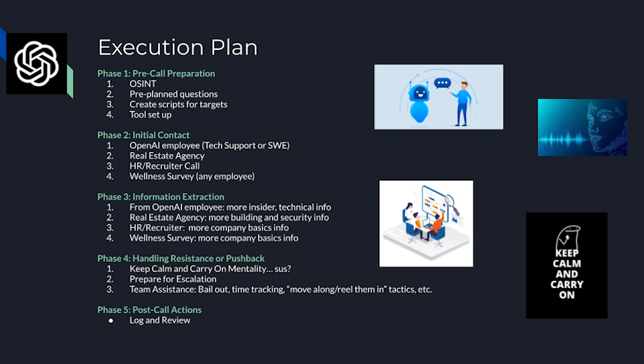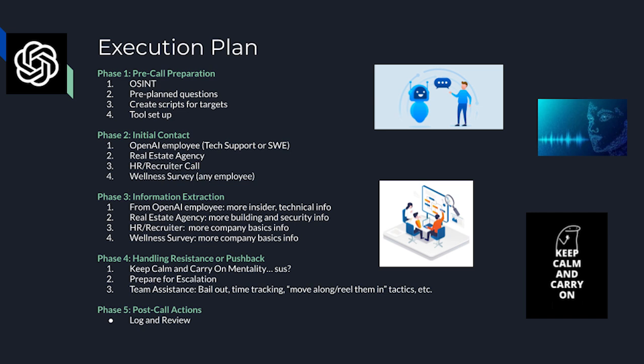Phase 3, information extraction. Once we make contact, the real work begins and expands on Phase 2. From OpenAI employees, we're looking for more insider information. From the real estate agents, we aim to gather building-related security information and its surroundings. And from HR and recruiters, we plan to gather basic company details. And through the wellness survey, we'll collect useful company information while keeping the conversation light and non-threatening.